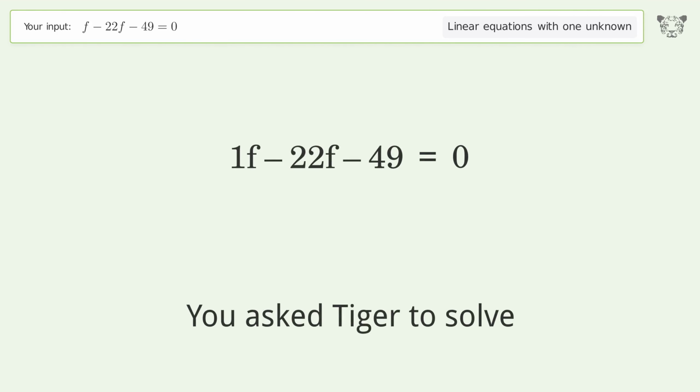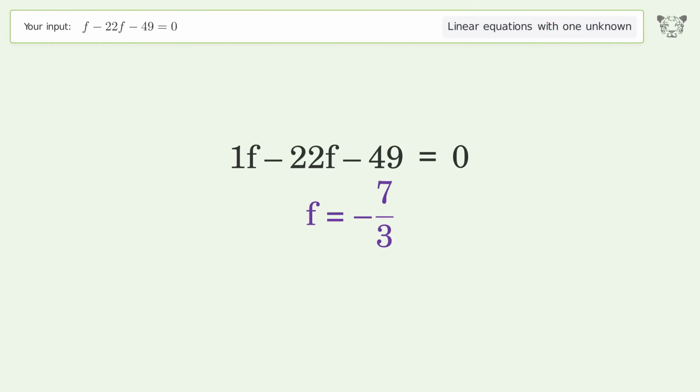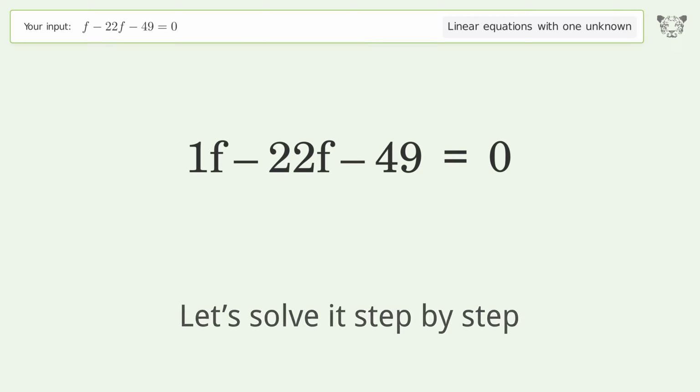You ask Tiger to solve. This deals with linear equations with one unknown. The final result is f equals -7/3. Let's solve it step by step.